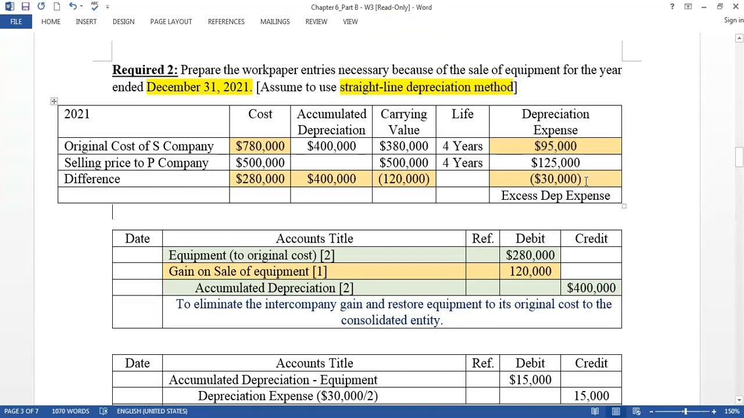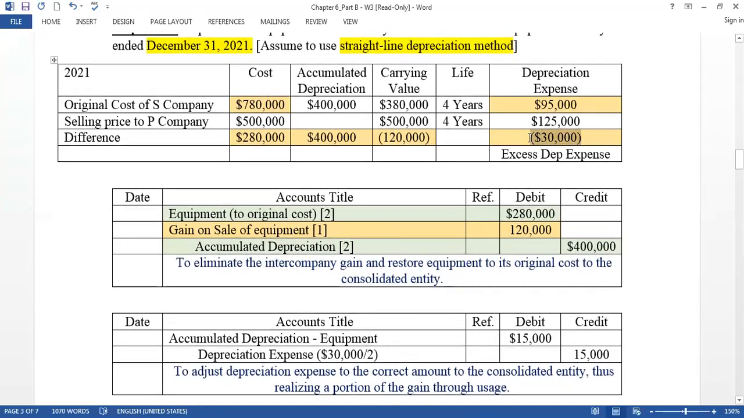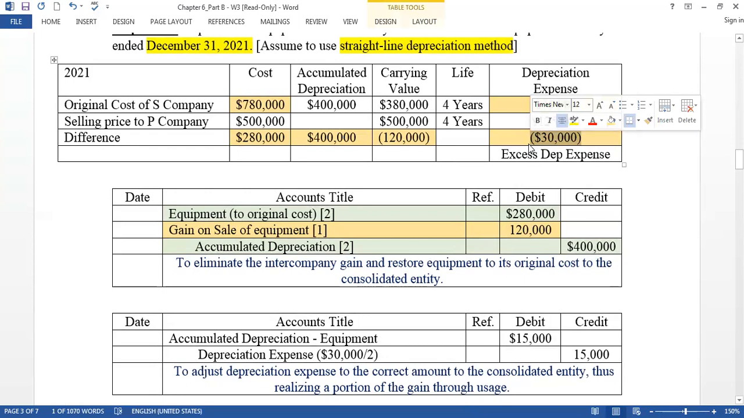And I told you that, look at the journal. If you have any excess depreciation expense, you have to eliminate it. If you have lower, you have to add. According to this example, we record more. But if in your exam question you record less, then our journal is the opposite. We should have the opposite journal.